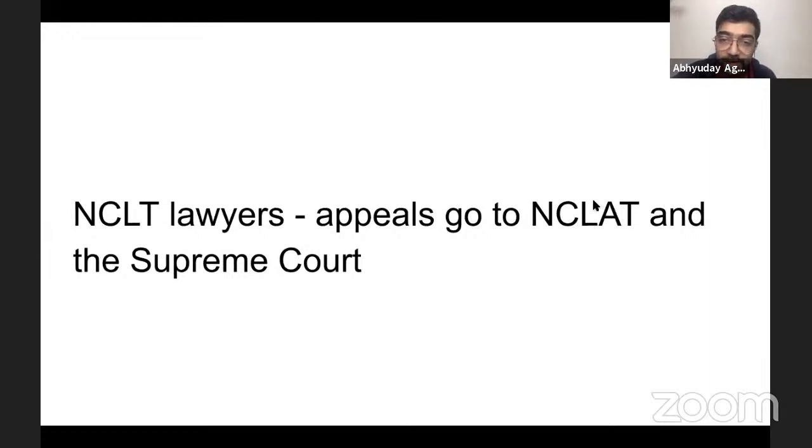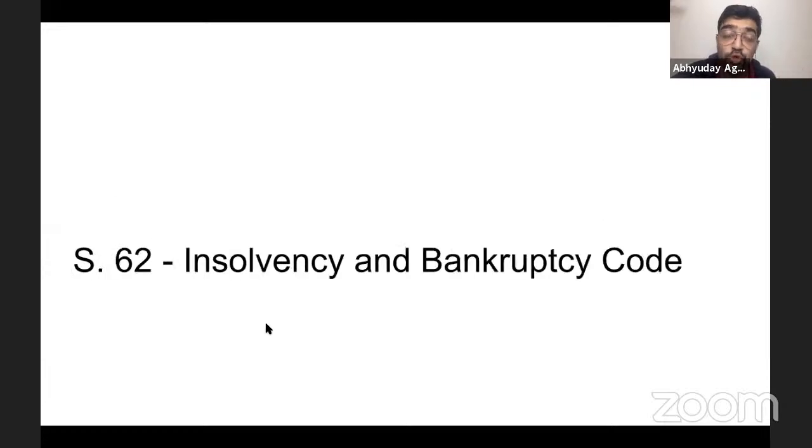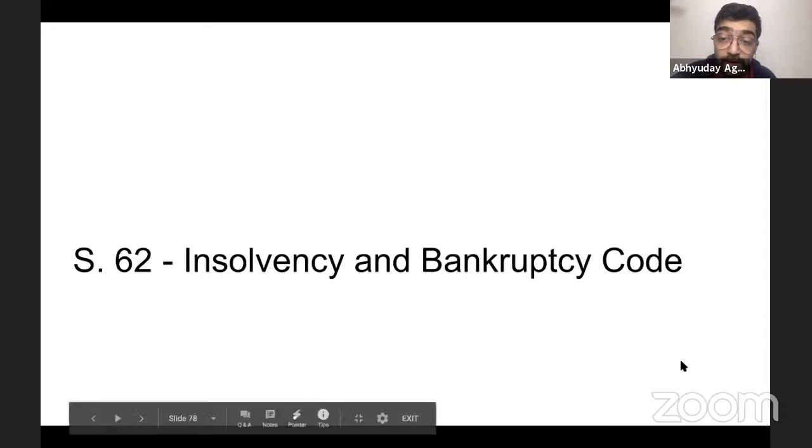I'll tell you which section also. Section 62 of the Insolvency and Bankruptcy Code. Okay, their appeals will go from NCLT to NCLAT, and then the Supreme Court. This route does not involve the High Court.